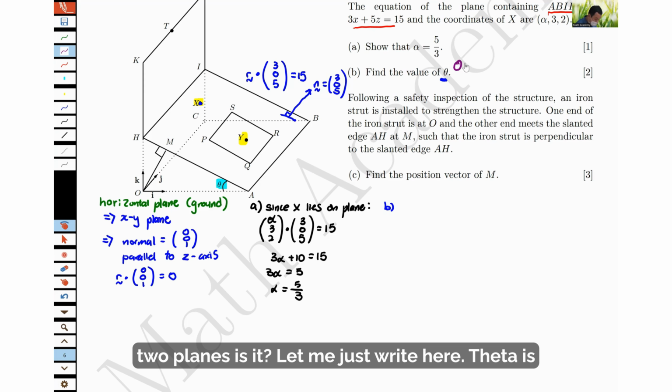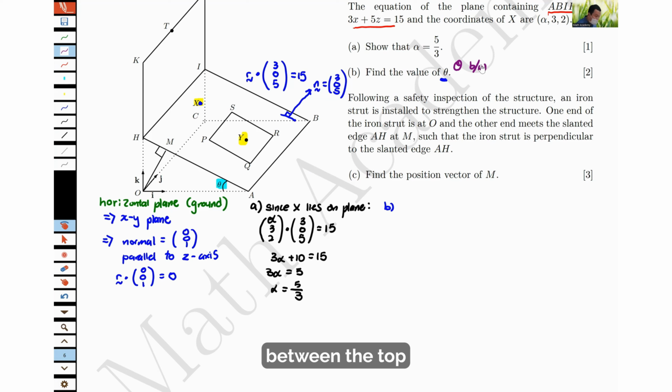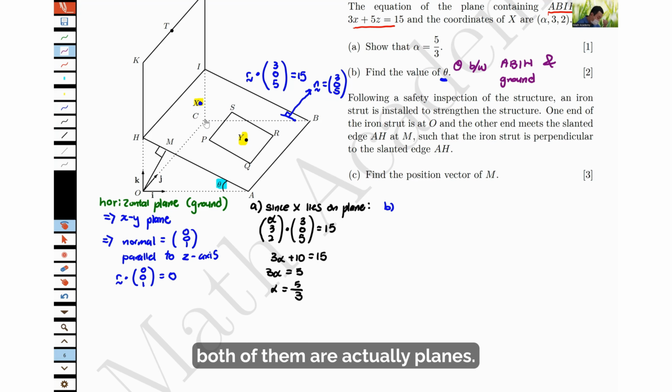Let me just write here. Theta is between the top plane, that slope, which is the ABIH slope, and the ground, or the base. The base is OABC. So both of them are actually planes. It's an angle between two planes.